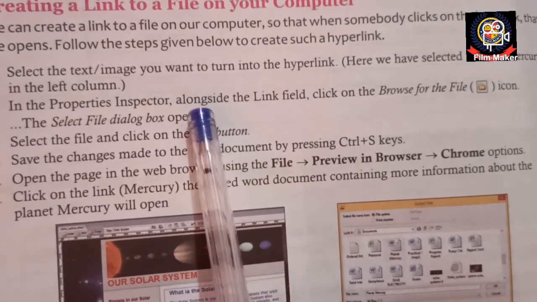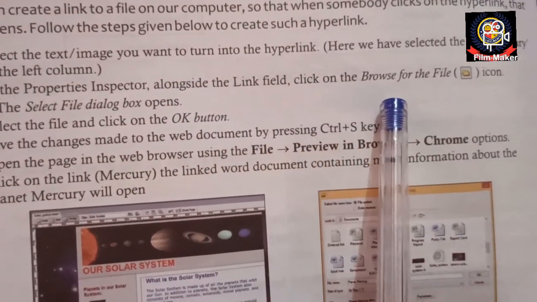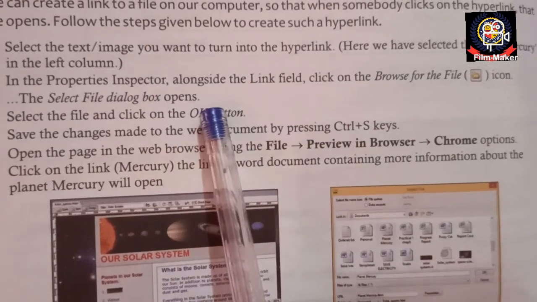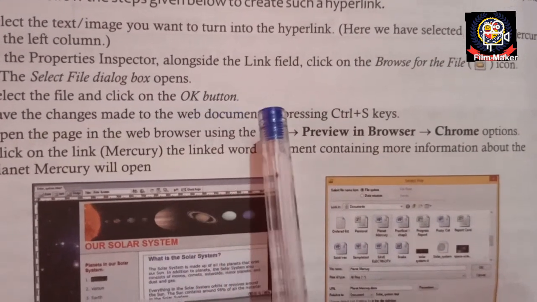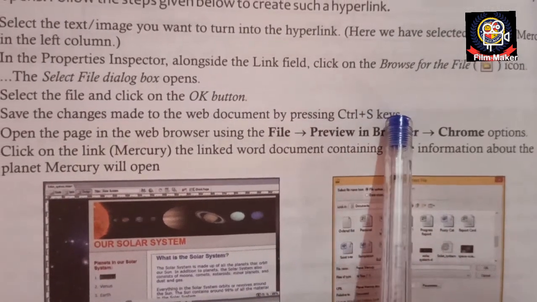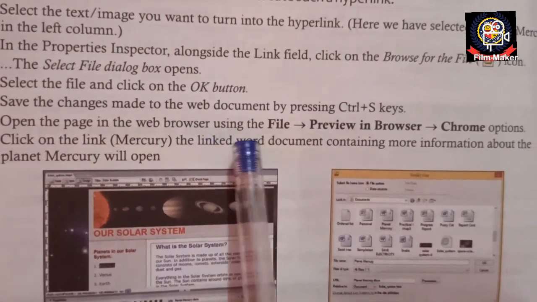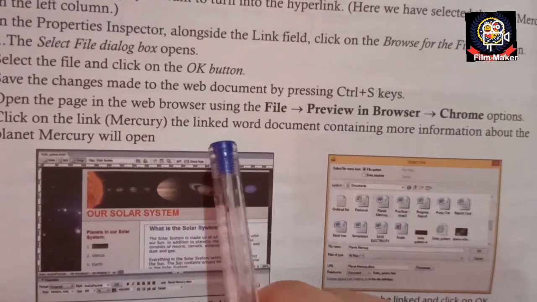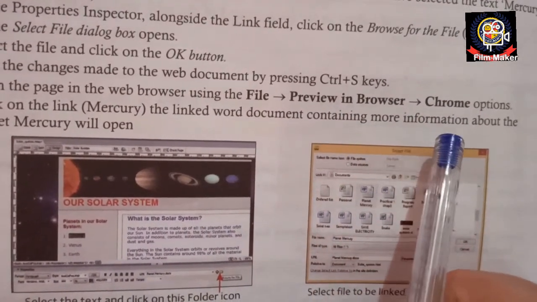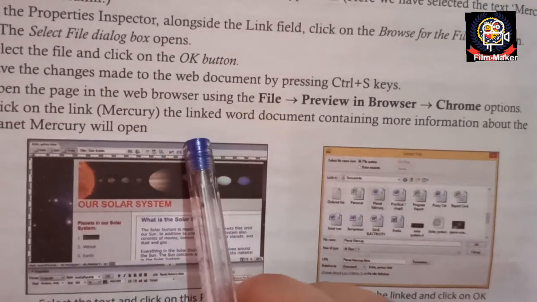Okay, so in the Properties Inspector, alongside the Link field, click on the Browse for File icon. The Select File dialog box opens, select the file and click on the OK button. Save the changes made to the web document by pressing the Ctrl+S keys. Then open the page in the web browser using the Preview in Browser Chrome option. Click on the link Mercury. The linked Word document containing more information about the planet Mercury will open.